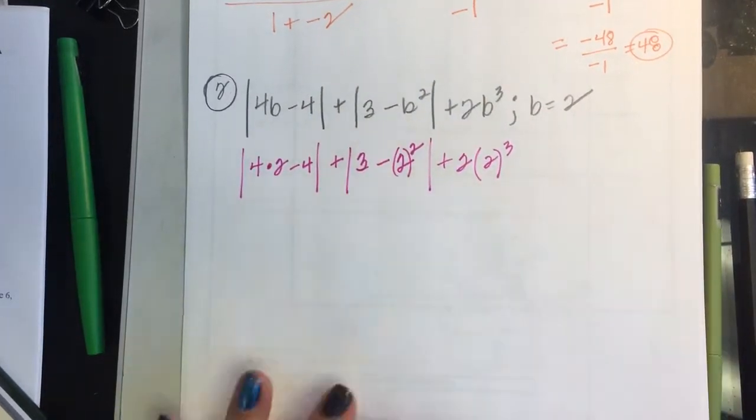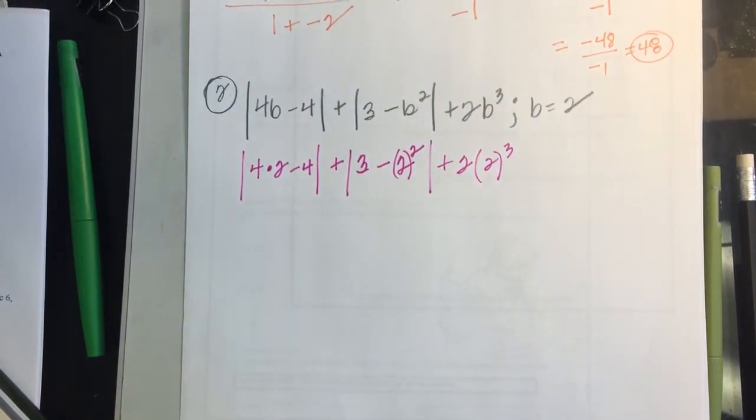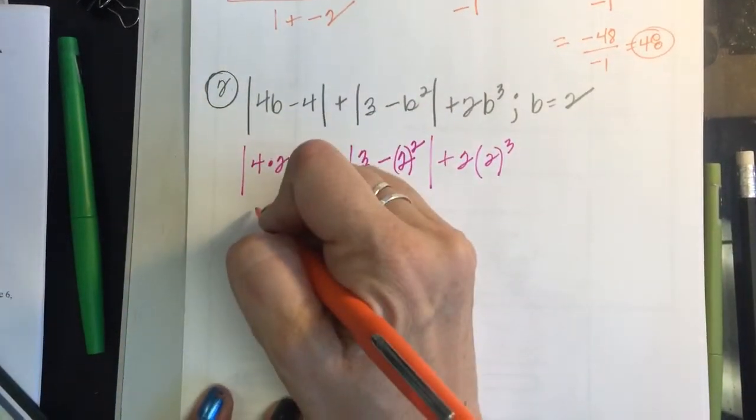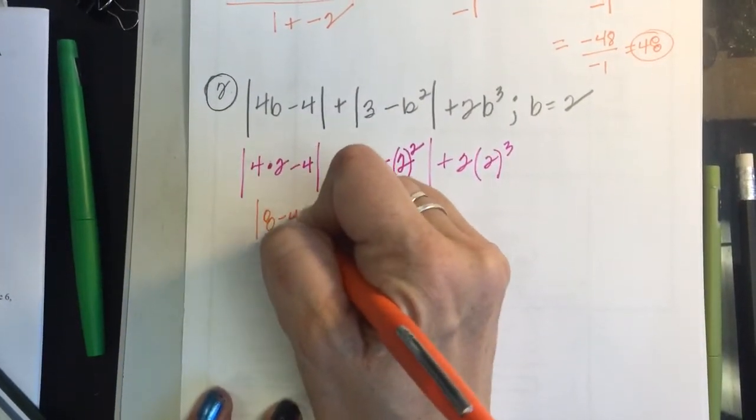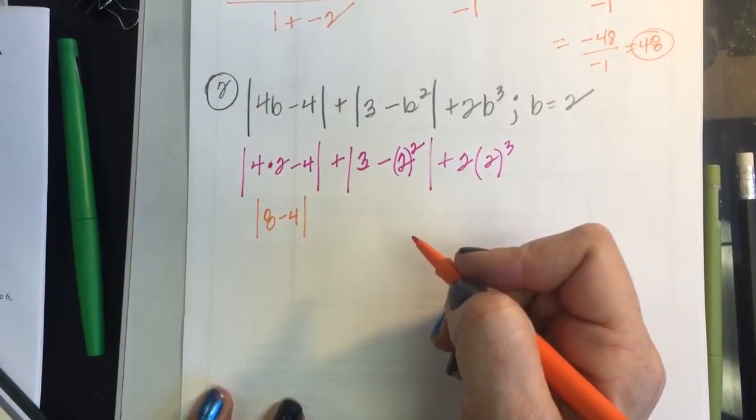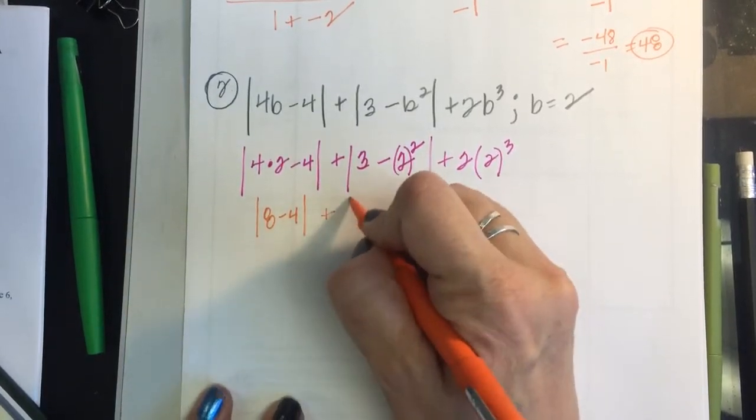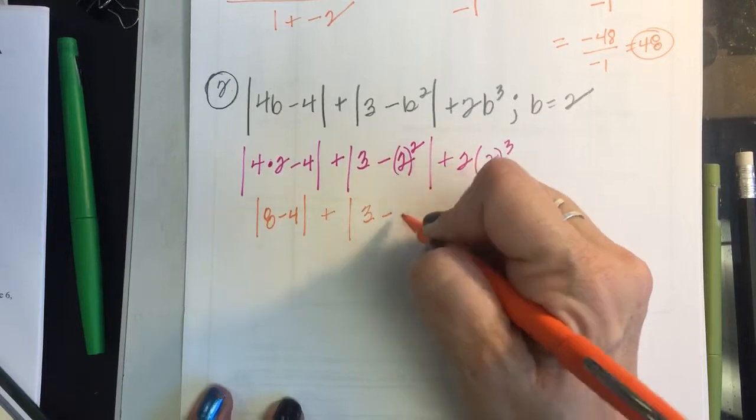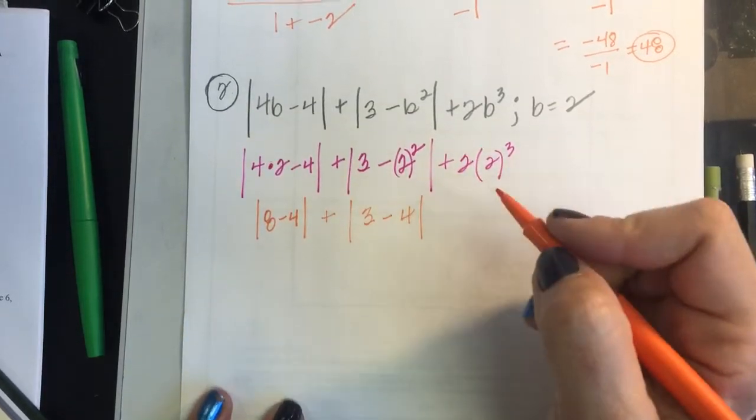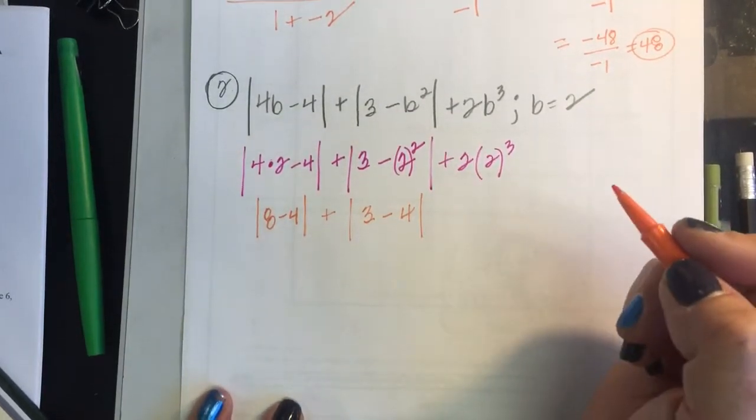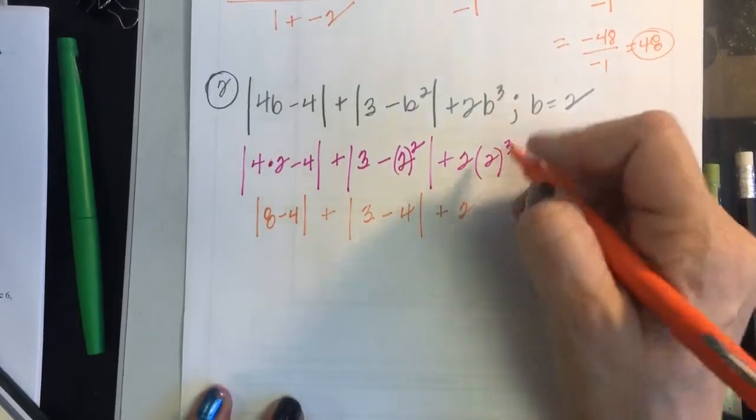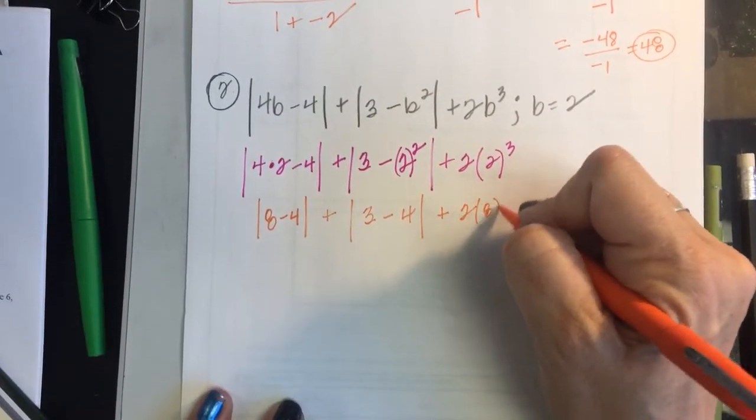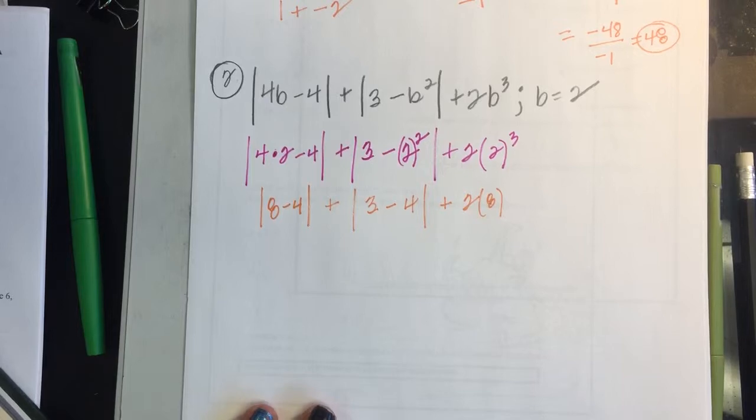And then I'm going to just go underneath and do all the little parts of the problem. So this is going to become the absolute value of 8 minus 4 plus the absolute value of 3 minus 4. 2 squared is 4, plus 2 times 8. 2 to the 3rd power is 8.